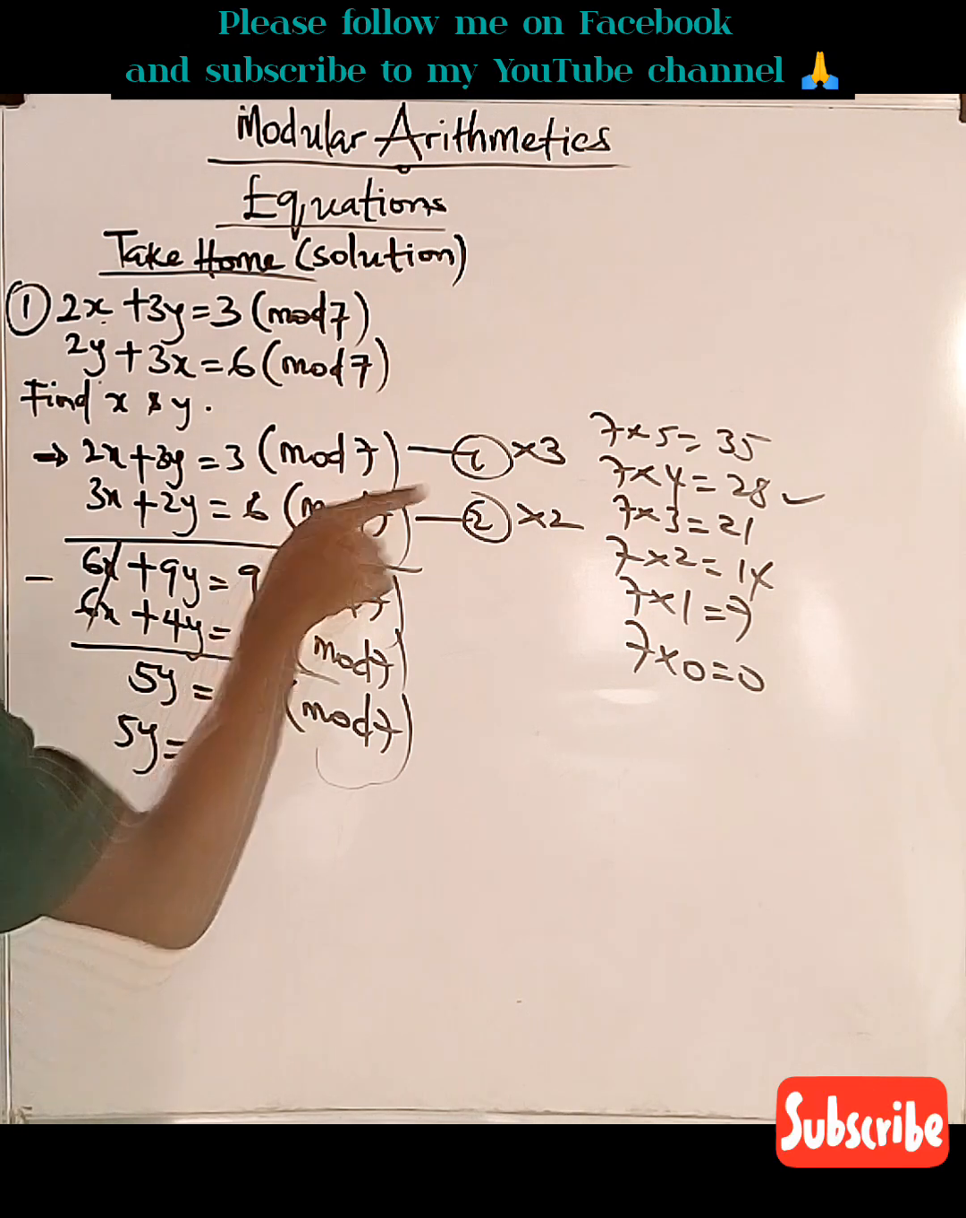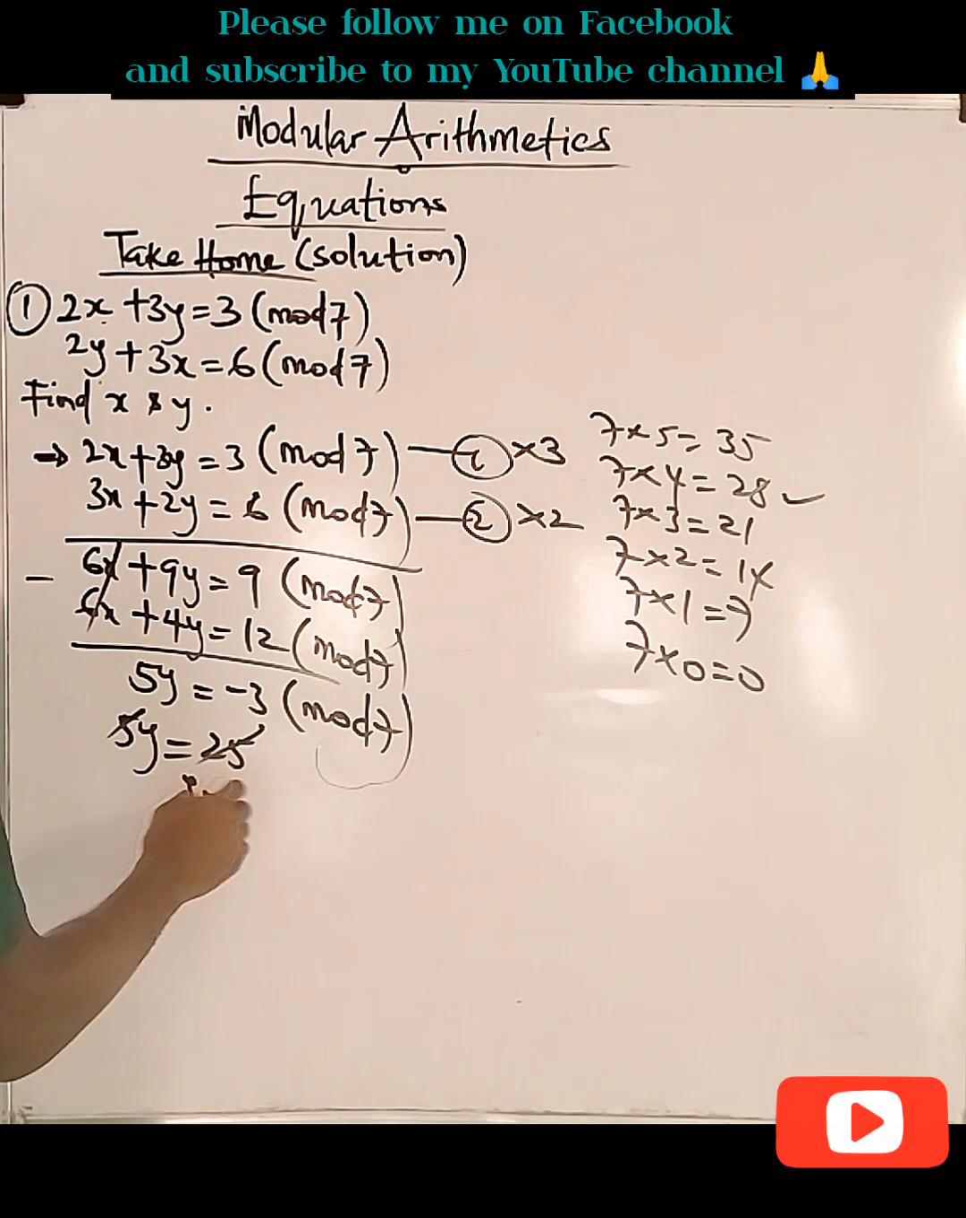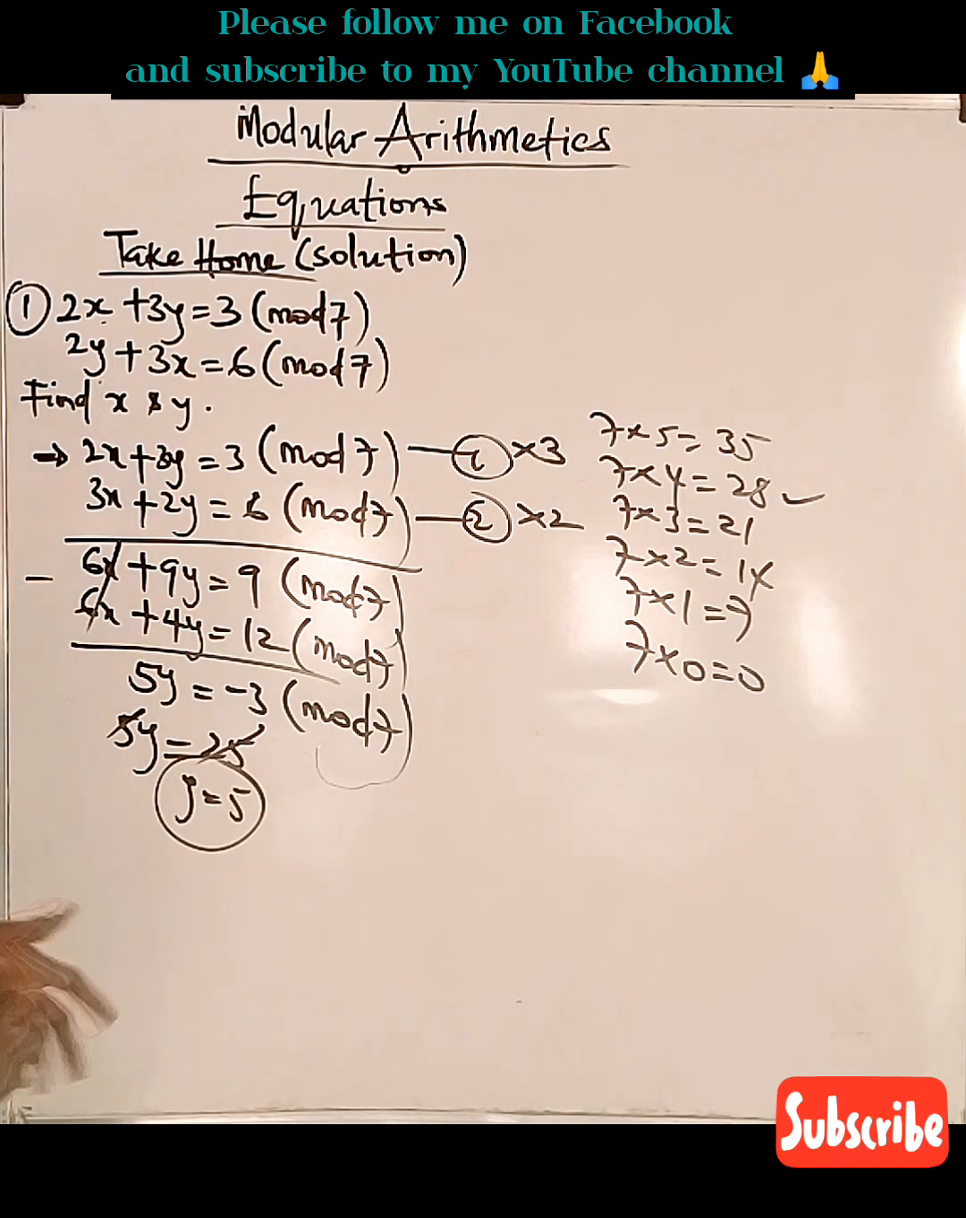How did we get that? Minus 3 plus 28 is 25. So we divide both sides by the coefficient of y. So y is 5. So y is 5 modulo 7. So the value of y is 5.